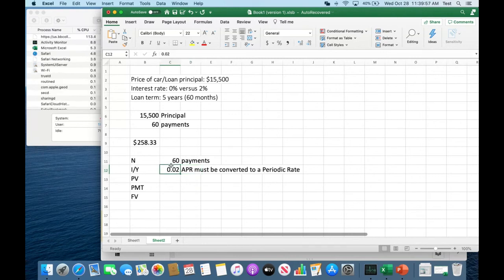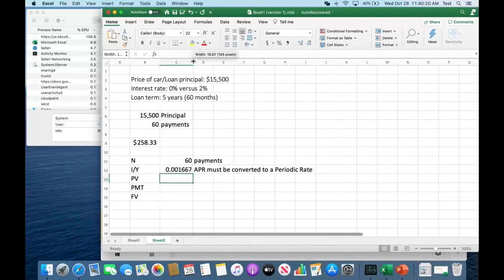In this case, the periodic rate would be taking that APR and dividing it by 12. Because if we have an annual rate, I need to know how much interest to charge per month. So I have to divide that annual rate by 12 to see what the monthly rate would be. Okay, so far so good, hopefully.